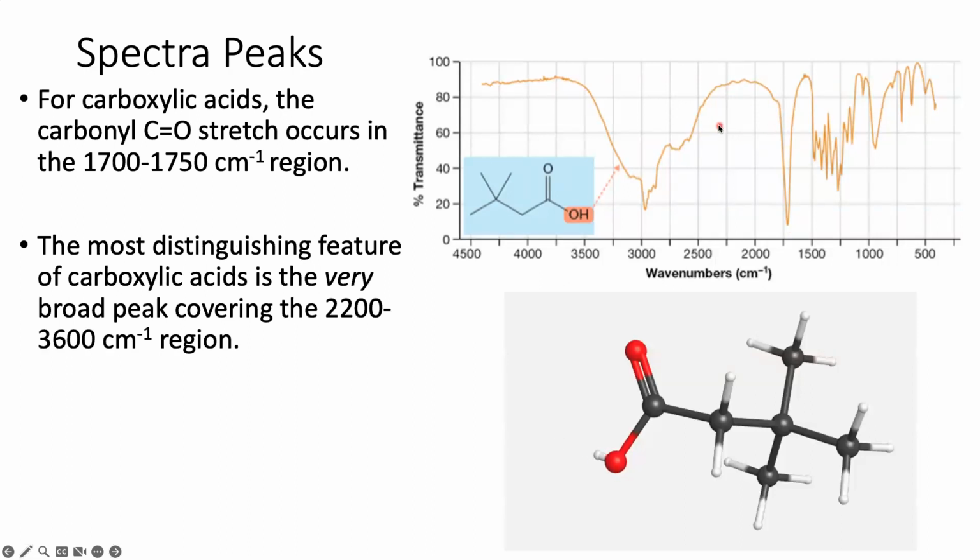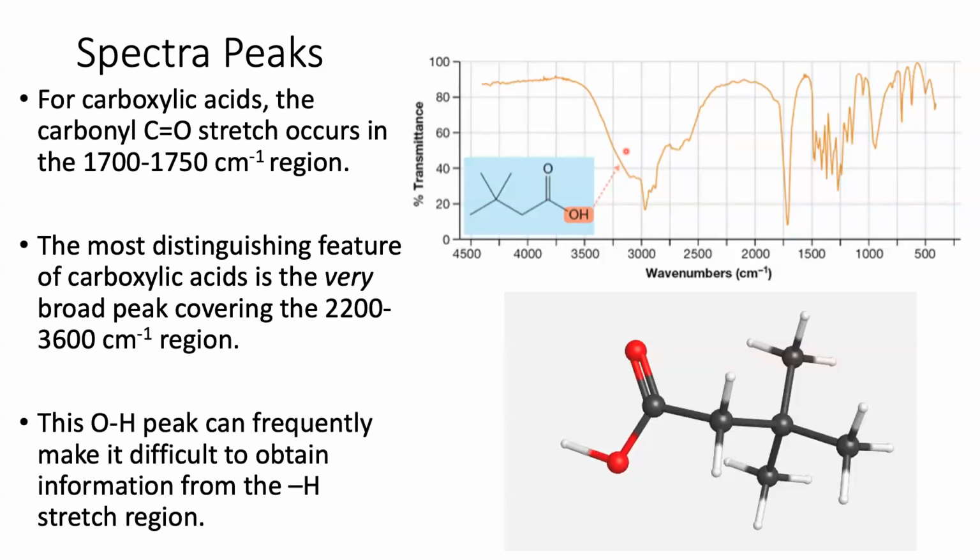2200 inverse centimeters. Now, this often makes it very easy to identify that you have a carboxylic acid, because note that the alcohols tend to be more centered around 3300. So this is a little bit lower frequency or wave number, in addition to being much more broad. So it's easy to identify if a carboxylic acid is present. The problem here is that it's often very difficult to obtain any information about any of the other CH or OH coordinations because it's so intense and so broad.